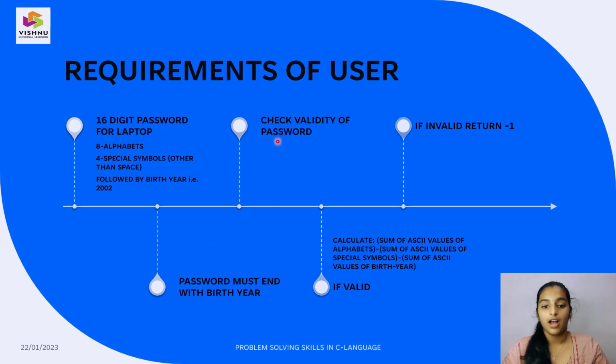After that, we have to check the validity of the password. After checking the validity, if it is valid, then we have to calculate the sum of ASCII values of alphabets minus the sum of ASCII values of special symbols minus the sum of ASCII values of the birth year. And if it is invalid, we have to return -1 from that function.